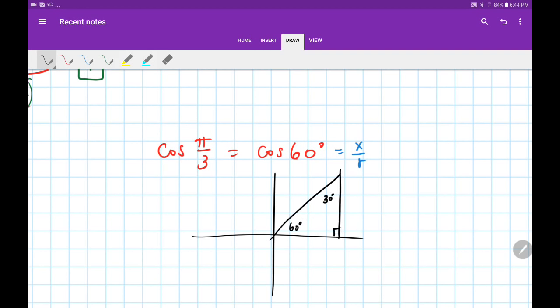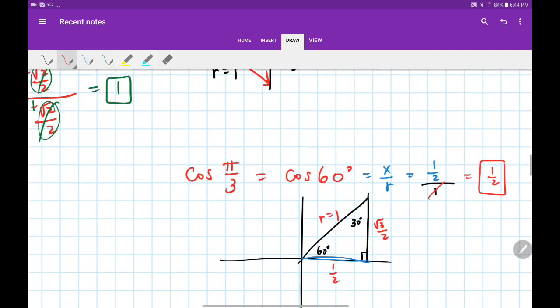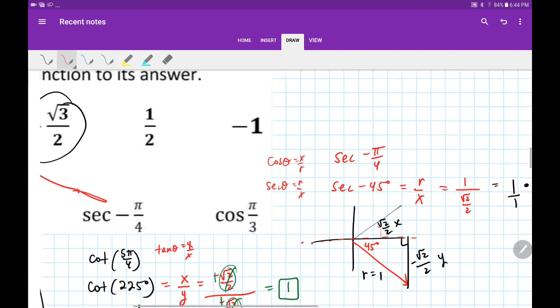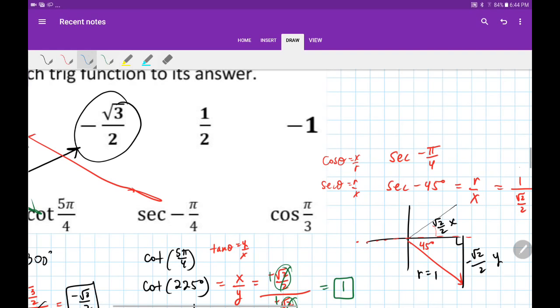This is 30 degrees. And across the 60, you should see a root 3 over 2 on your unit circle. Across the 30, a 1/2. And our r is always 1. So my x, that's my horizontal side, is 1/2 divided by r, which is just 1. Anything divided by 1, you can just leave it as itself, 1/2. So cosine of pi over 3, I will match it with its partner, 1/2.